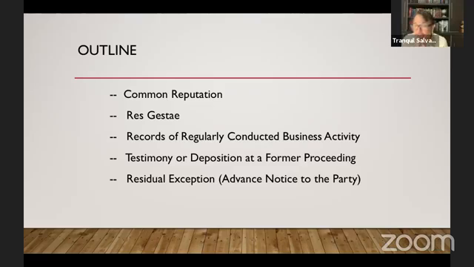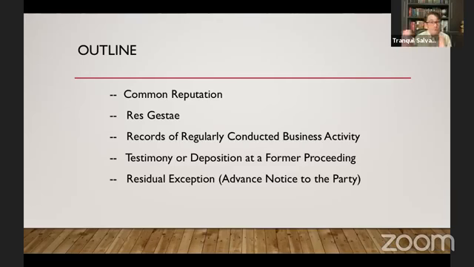Okay, now, let us now proceed to the next exception. And this next exception will be very interesting for you. Kindly take note. Itong records of regularly conducted business activity. Records of regularly conducted business activity. If you would recall, for those of you who have taken up evidence, maalala nyo, this is the entries in the regular course of business. Naalala nyo yan?